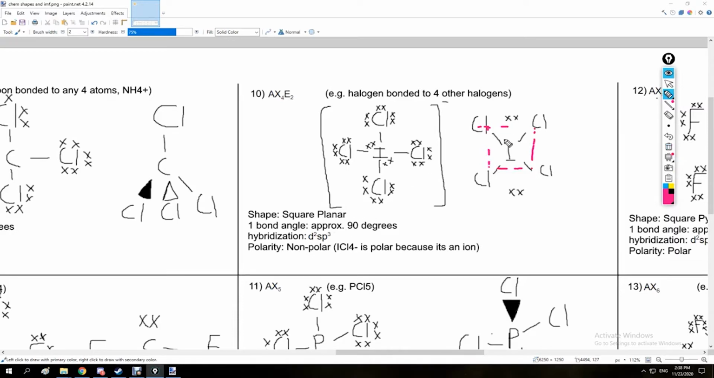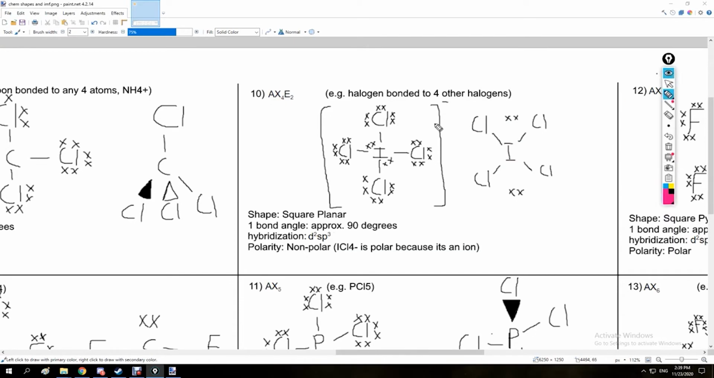The bond angle between each Cl here is going to be approximately equal to 90 degrees, and the hybridization is d2sp3 because 1, 2, 3, 4, 5, 6 electron regions, but of course you don't need to know that for the exam. Polarity is non-polar, but the ion we've chosen here as an example, ICl4-, is polar, but that's just because it's an ion. And the reason it's non-polar is because you draw the vectors, the dipoles. These 2 are going to cancel out. These 2 are going to cancel out. Net dipole is equal to 0, so it's a non-polar shape.